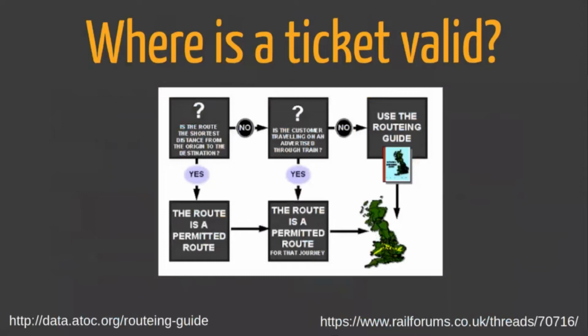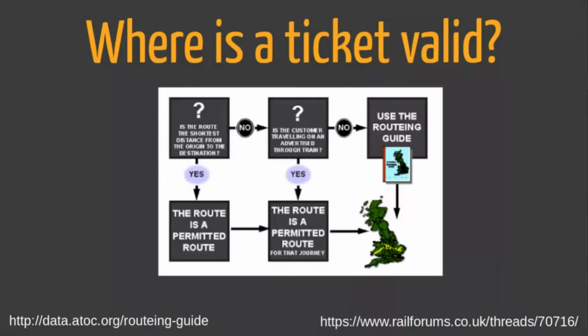There are some easy rules to remember. So the shortest distance route from station A to station B, that will always be valid. You can always travel that way with your ticket. If there's a direct through train that goes from station A to station B, well, it's entirely valid for you to travel on that service too. But the space in between is where it gets much more complicated.